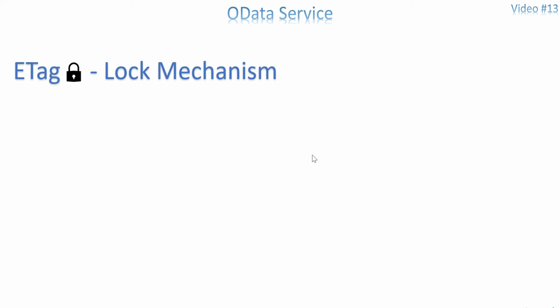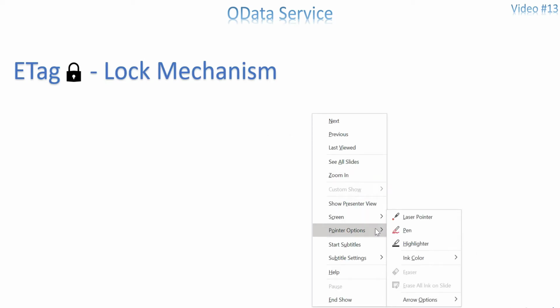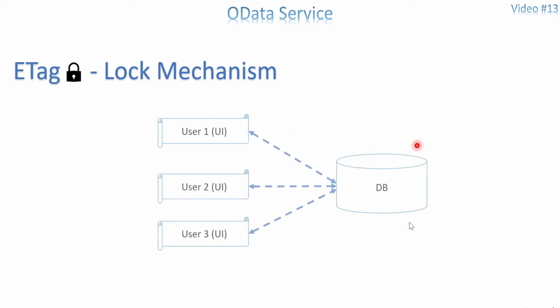ETag is nothing but a lock mechanism. It's very simple. There are multiple users who are going to try to update or modify the same record. So we need to enable the lock mechanism for the particular users, actually for every user, and then we can release it once the modification is done. This is the simple way of what we are going to do with ETag functionality.